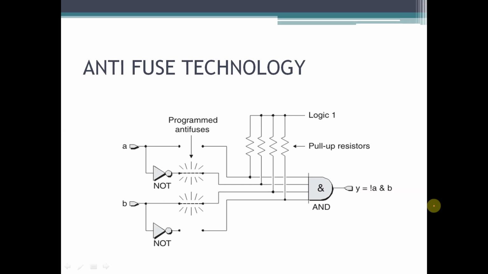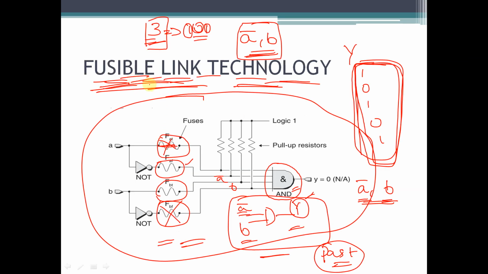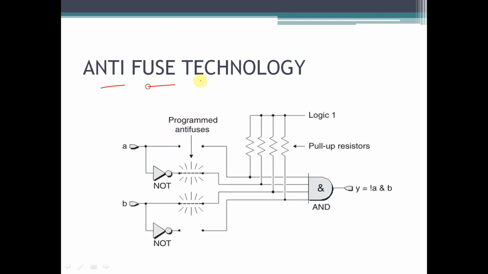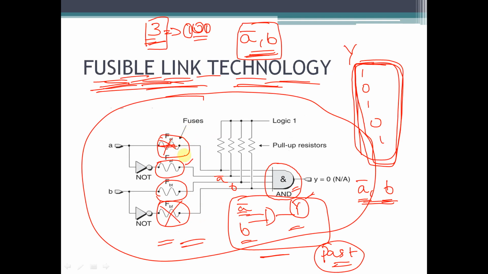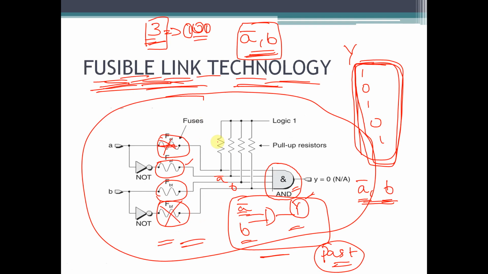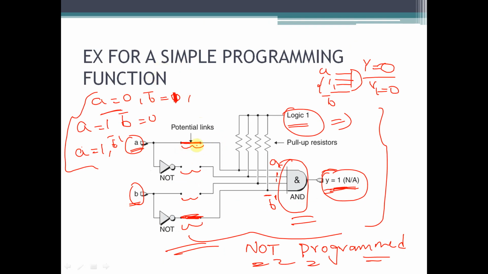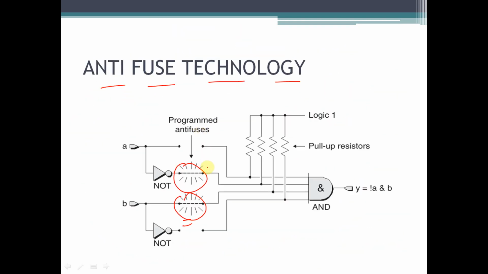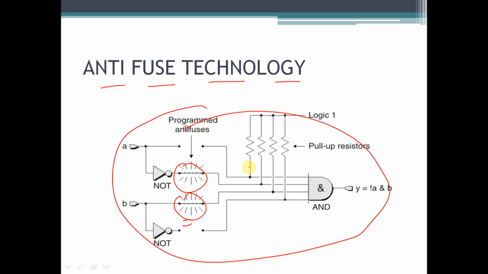Coming to this anti-fuse technology, it is opposite to the fusible technology. There we were removing the fuse connection, and here in this anti-fuse technology, we are establishing the connection, as you can see in the diagram. So instead of removing the fuse, we are establishing a connection. It is like a potential link. Same example with same explanation.